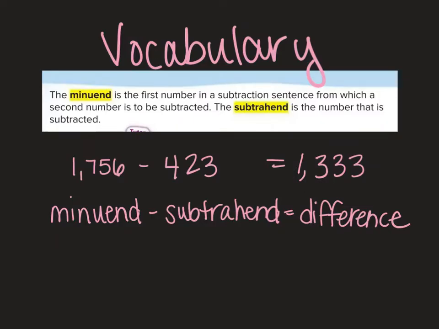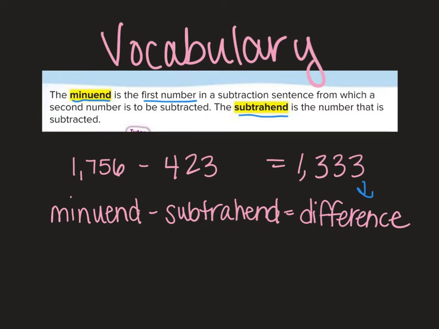Vocabulary check. Here we go. We're going to learn the names of the different numbers in a subtraction problem. The minuend is the first number in a subtraction sentence from which a second number is to be subtracted. The subtrahend is the number that is subtracted. And the answer to a subtraction problem is called the difference.